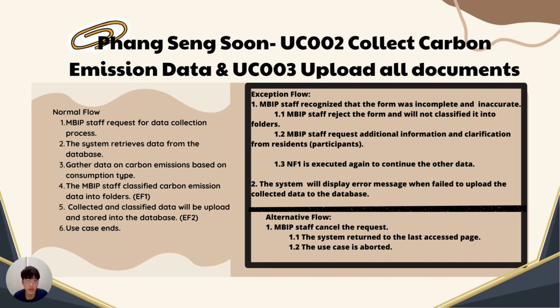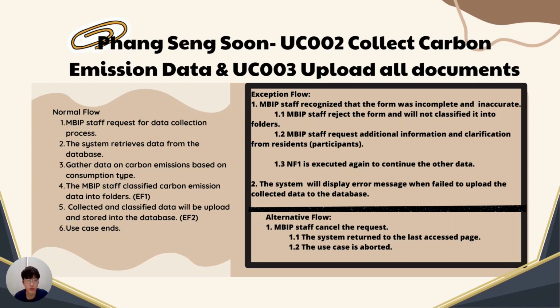The second exception flow might happen during step 5 inside the normal flow, because when the system fails to upload the corrected data into the database, the system will display an error message. For the alternative flow, the MPP staff cancel the request. The system will then return to the last accessed page, which is the dashboard displaying the correction of the forms and the bills. Then the use case is aborted.